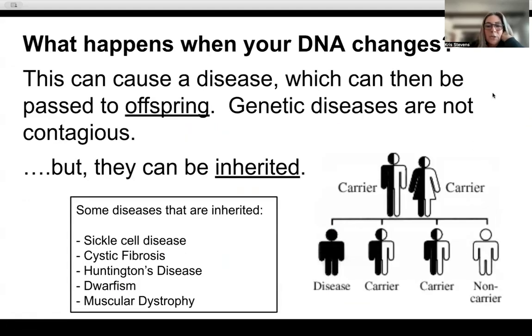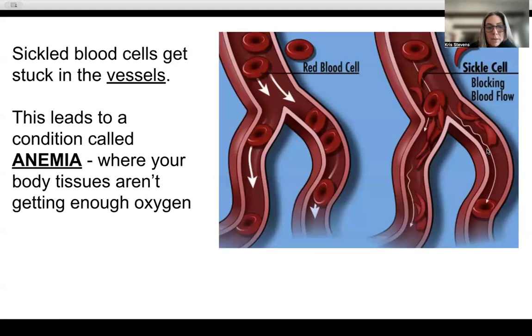What happens when your DNA changes? Can it be passed to your offspring? It can. So this can cause a disease that can be passed to offspring. Genetic diseases are not contagious, but they can be inherited. This is called a pedigree. Half shaded means a carrier. That means they have it, but they don't show it. So these two parents have it. They pass it to one child. Two children are carriers, and then you have the non-carrier. Some examples: sickle cell, cystic fibrosis, Huntington's, dwarfism, and muscular dystrophy.